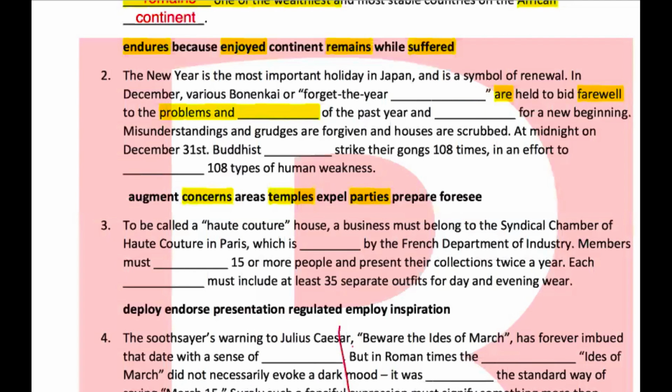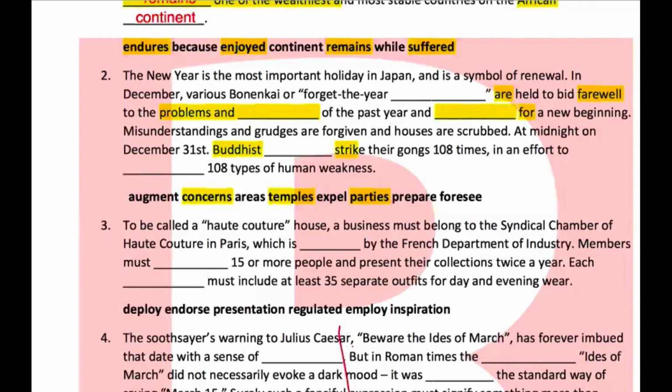And now this missing word is a word which is followed by for. Of all the words given here, only prepare is followed by for and makes sense as well. Prepare for a new beginning. Then comes Buddhist and strike.